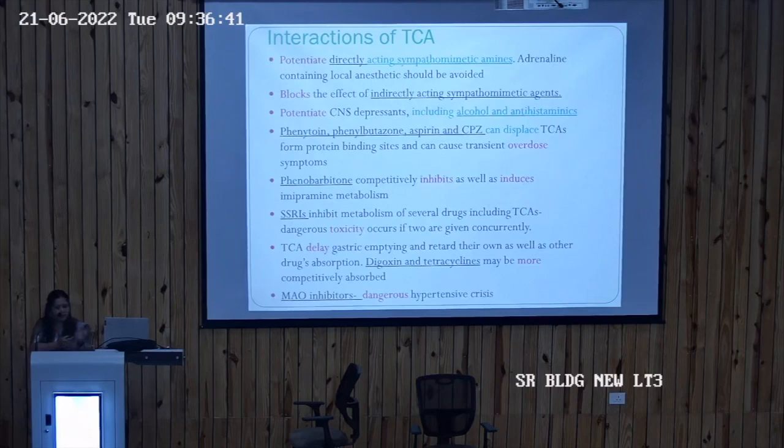Now, you also have to be careful when you're administering other drugs, because interactions can occur. Whether you are giving some other sympathetic drug or some other serotonergic drug, again, you have to be careful. Tricyclic antidepressants may potentiate the directly acting sympathetic drugs and also indirectly acting sympathomimetic drugs. The action may be hurdled or blocked by these drugs.